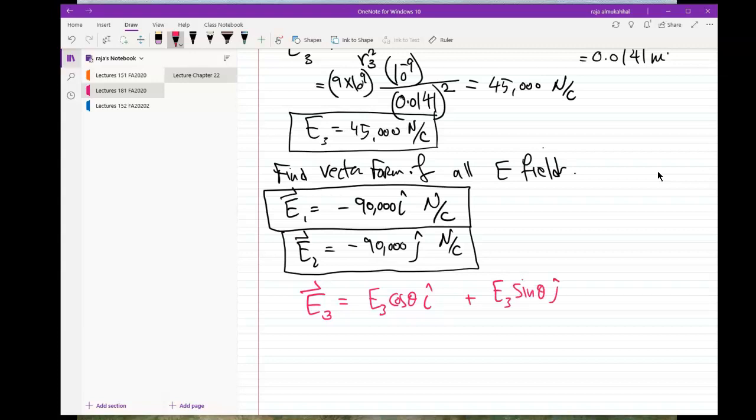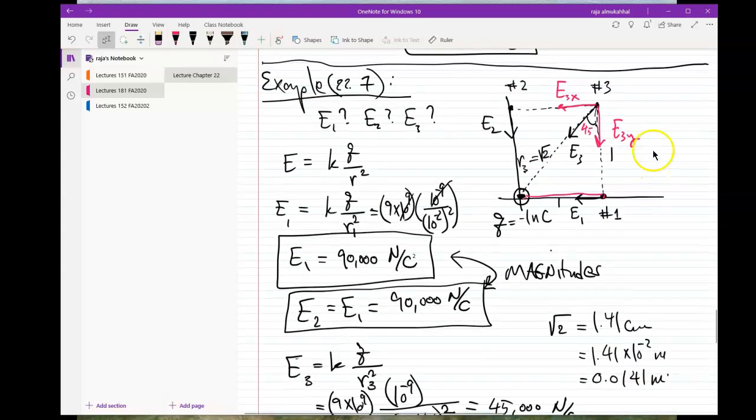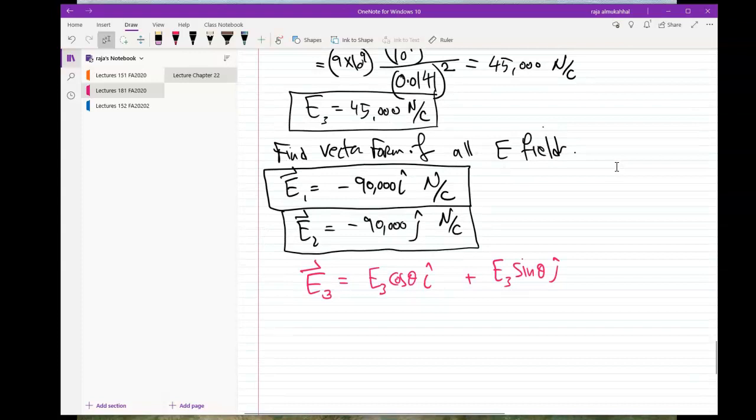But I want to be careful with the angle, actually with the sign. Look at the vectors. This vector is in the negative x direction, and this one is the negative y direction, so I have to put minus signs because it's just a direction. So that's going to be a minus here, and that's also going to be a minus here. See what I'm saying?